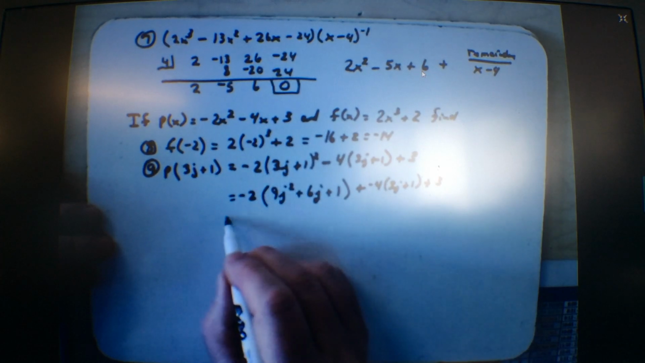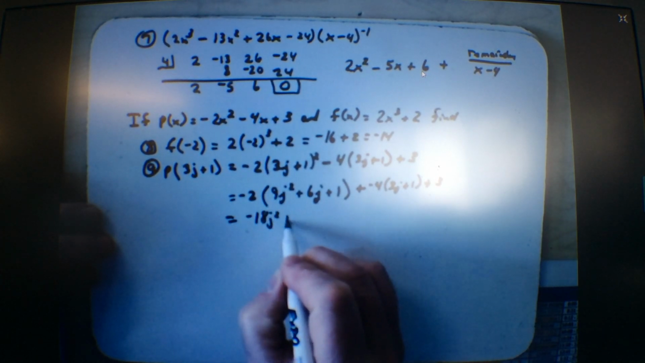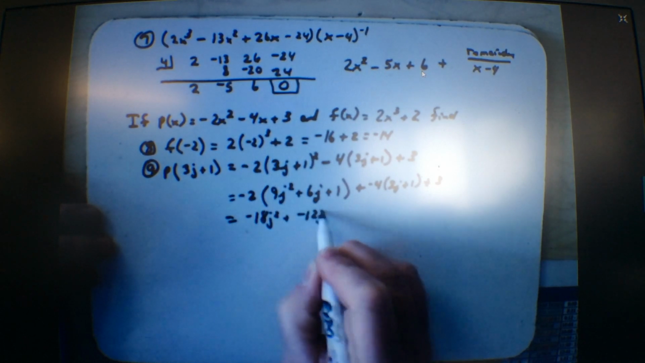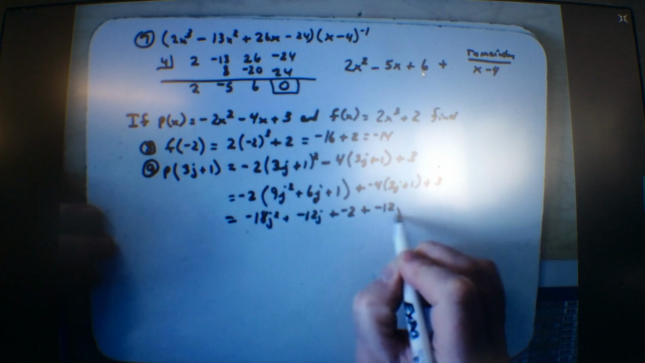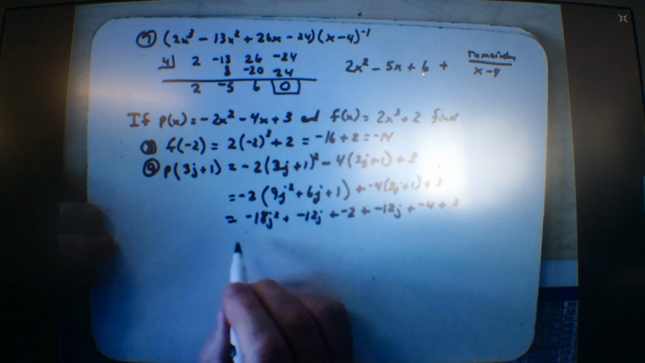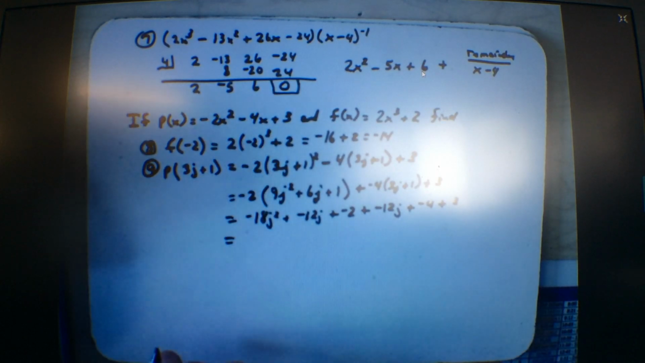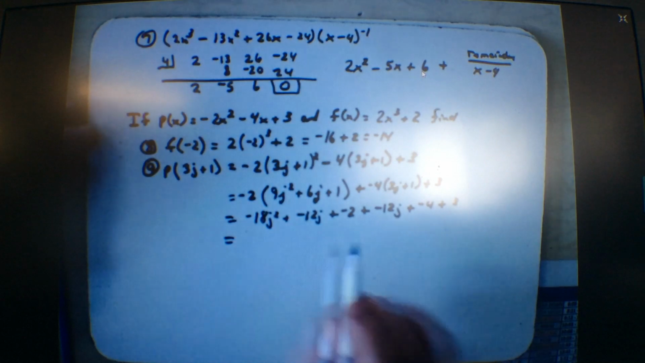Right. Okay, now we're going to bring the negative 2 through. Negative 18j squared plus a negative 12j plus a negative 2 plus a negative 12j plus a negative 4 plus 3. Now we just do like terms. Harper, it'd be tough to do that, but you can use your calculator to do the multiplication and the adding.